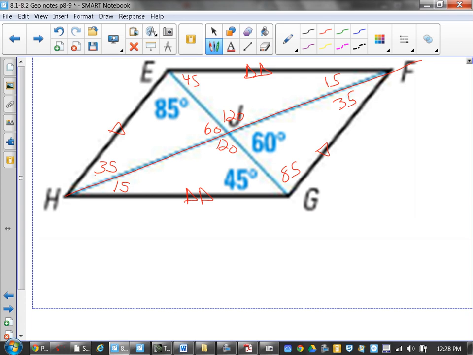Now, the other thing I want to show you real quick. Remember what diagonals do to each other inside a parallelogram? What do the diagonals do to each other? They bisect each other. So if I know that these two are the same and these two are the same, aren't opposite sides also congruent? Don't I have a whole bunch of sides? So you have congruent triangles within this. That's why all this works.